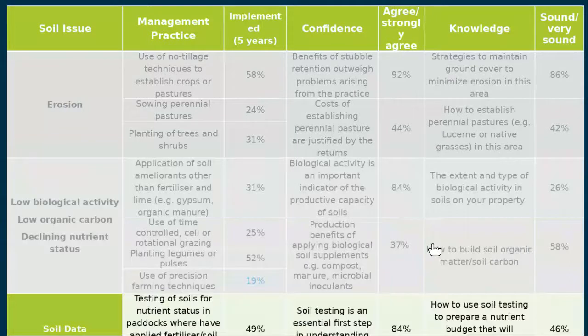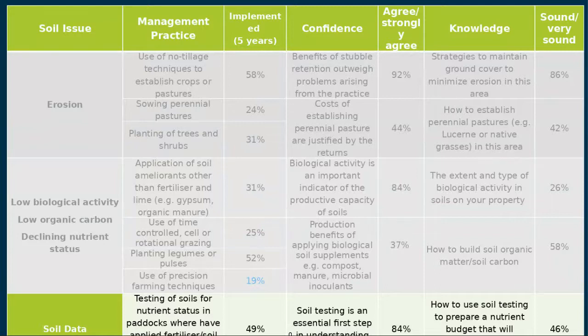And then soil data, so actually doing soil testing. So a lot of this stuff we can't tell if there's change if farmers aren't testing. So we found that only 49% of farmers are actually doing any soil testing at all, and that there wasn't very strong knowledge around how to actually do that to prepare a nutrient budget for the farm to figure out what they're going to put on it. So this is all the stuff that we found out.